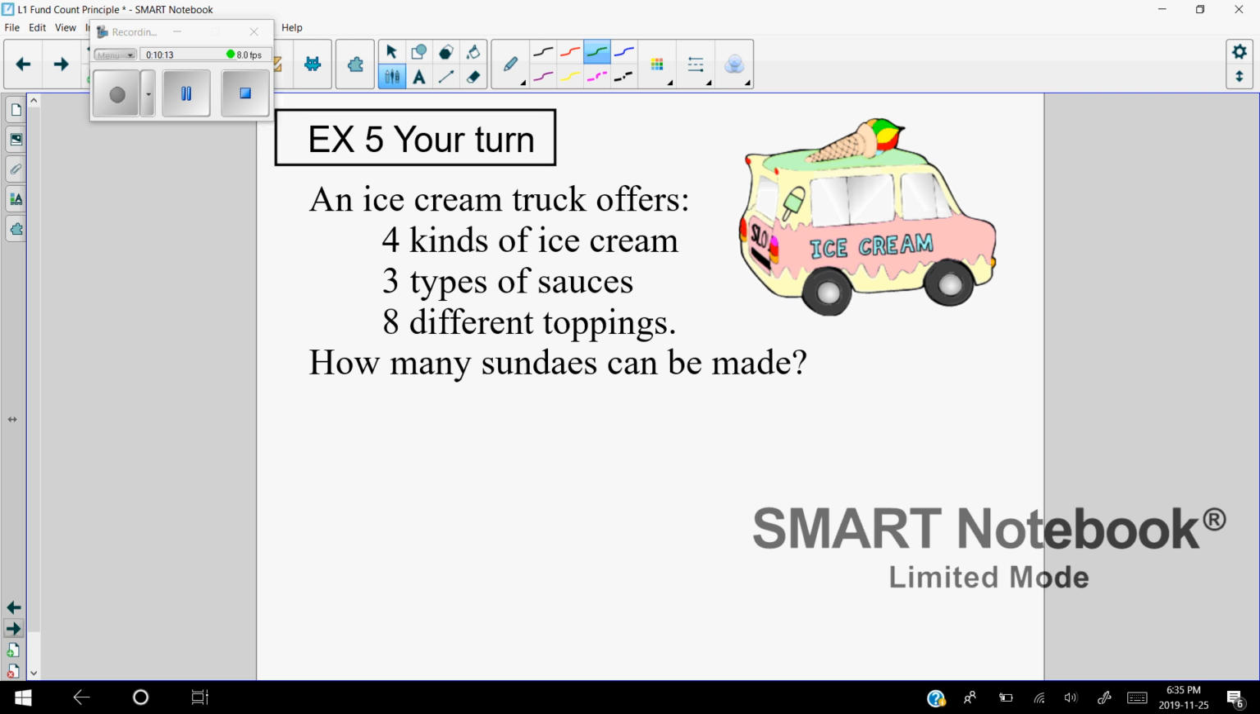All right, your turn. An ice cream truck offers 4 kinds of ice cream, 5 types of sauces, and 8 different toppings. How many sundaes can be made? Go ahead and pause the video and answer the question. All right, so you have 4 different options of ice cream, 3 types of sauces, 8 different toppings. Fundamental counting principle tells us that if we multiply those together, we will get 96 different ice cream combinations.